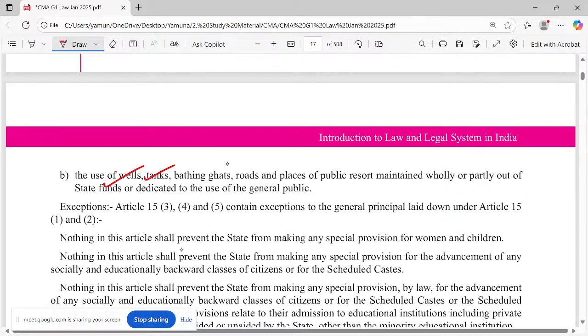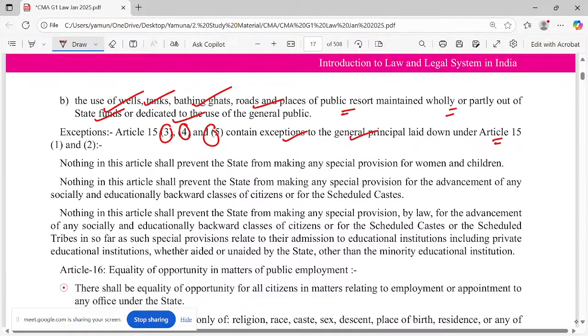So the use of wells, tanks, bathing ghats, roads and places of public resort maintained wholly or partly out of state funds dedicated to the use of general public, you cannot have any exceptions. With respect to sub rule 3, 4 and 5, there are some exceptions to the general principle where we follow from 1 and 2. So you need not worry about much. Nothing in this article shall prevent the state from making any special provision for women and children. Okay, if there is any women employees there, children are there, probably we can have some special provisions.